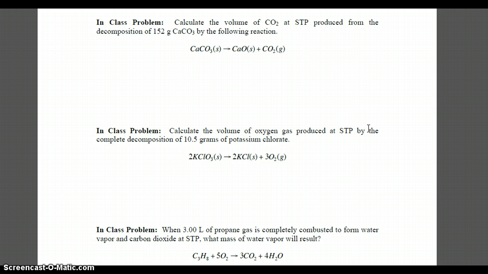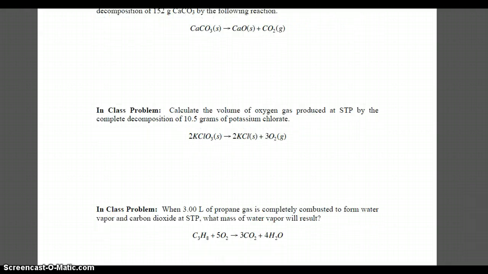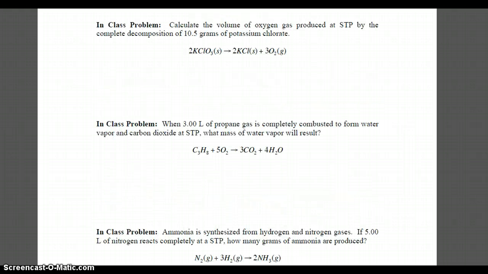Okay, and then the next problem works the same way. So pause the screencast and take a moment to do that. Okay, so this second problem should have an answer of 3.13 liters of potassium chlorate. Okay, it's okay if you're slightly off.